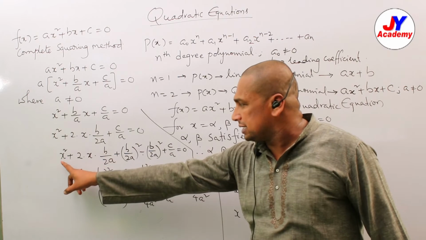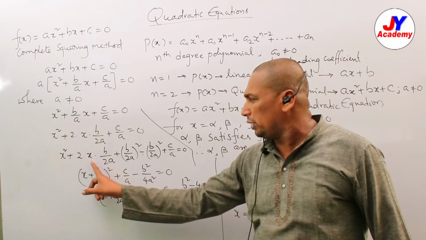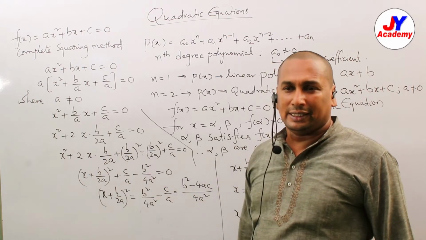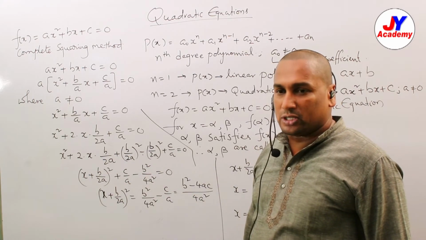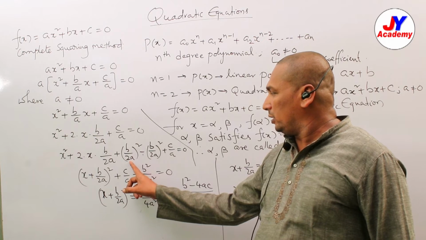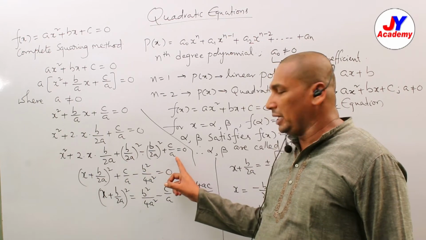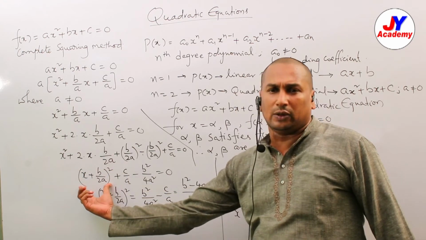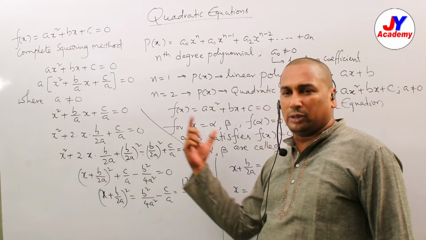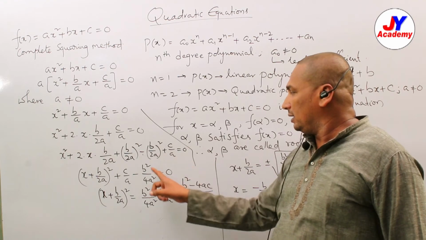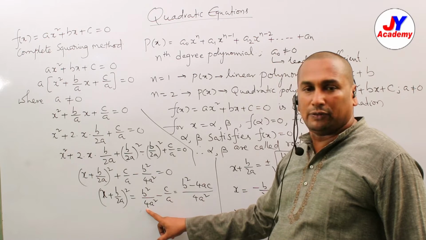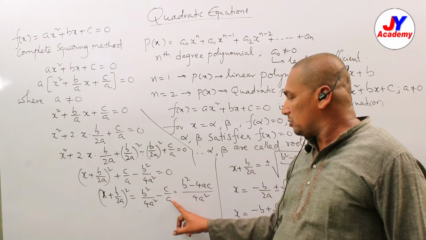It means it is in the form of a square plus 2ab. Suppose b square is there, we can write it as a plus b whole square. For that add and subtract b by 2a whole square. Already c by a is there. Now these three terms become x plus b by 2a whole square. The remaining two terms are going to be transposed to RHS. That becomes plus b square by 4a square, and plus c by a becomes minus c by a.